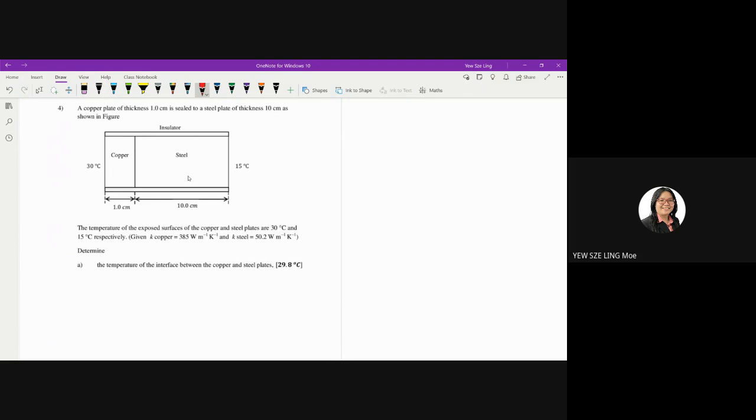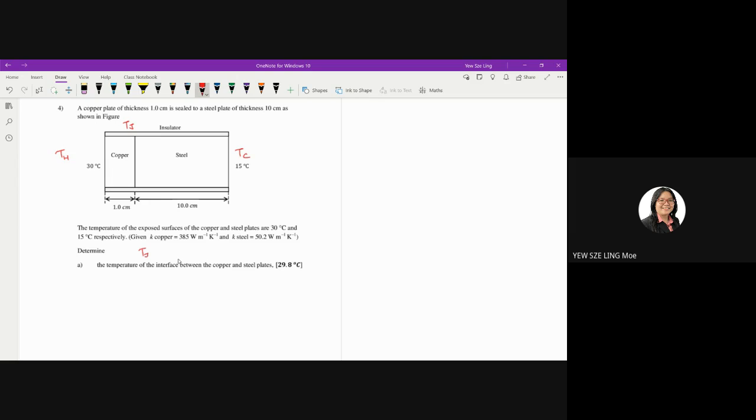So again, this is a joint rod type question. Start from here is your TH, your hot end, and then the joint, and here is the cold end. The temperature of the exposed surface, the copper, is 30 degrees C, and 15 degrees C is the cold end. Given K copper is 385 and K steel is 50.2, determine the temperature of the interface between the copper and the steel plate. So this temperature of interface is your TJ.